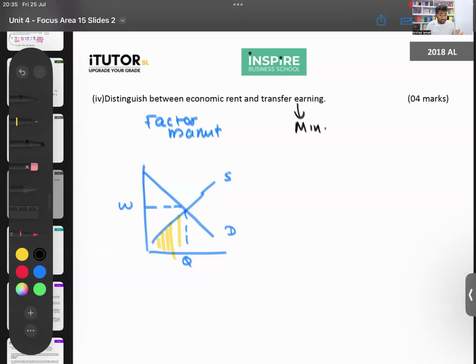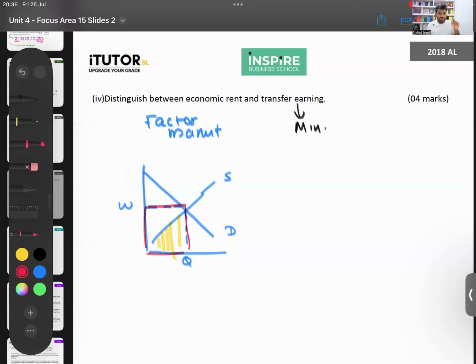That's what you call transfer earnings. Then what is economic rent? Even though the minimum you expect is that, actually you will get this entire red color box. Transfer earnings is the opportunity cost of your factor, right? That entire red color box is what you actually earn.